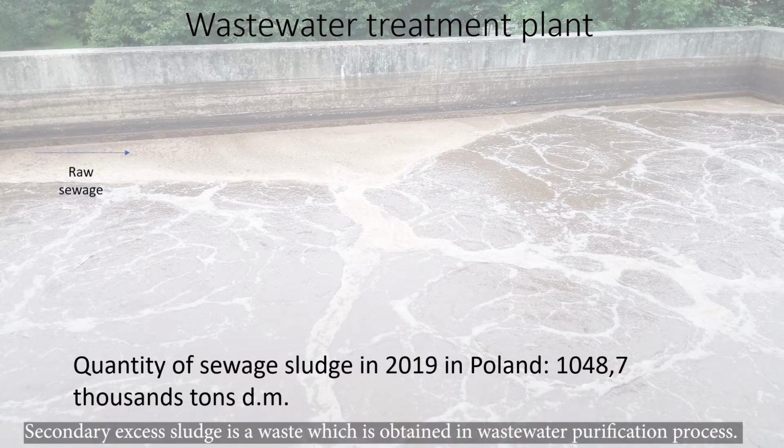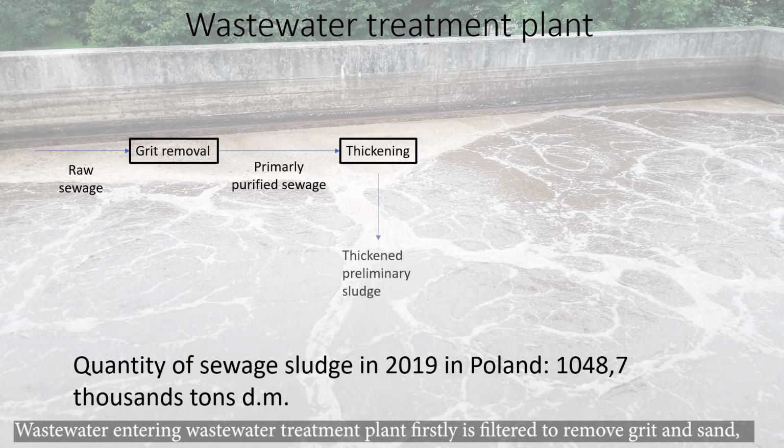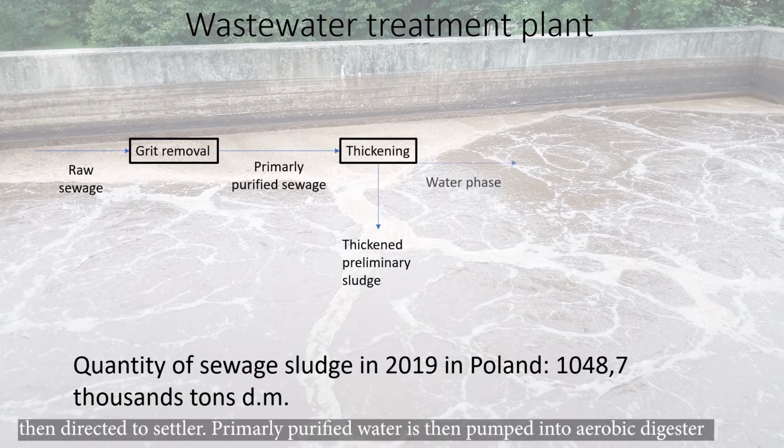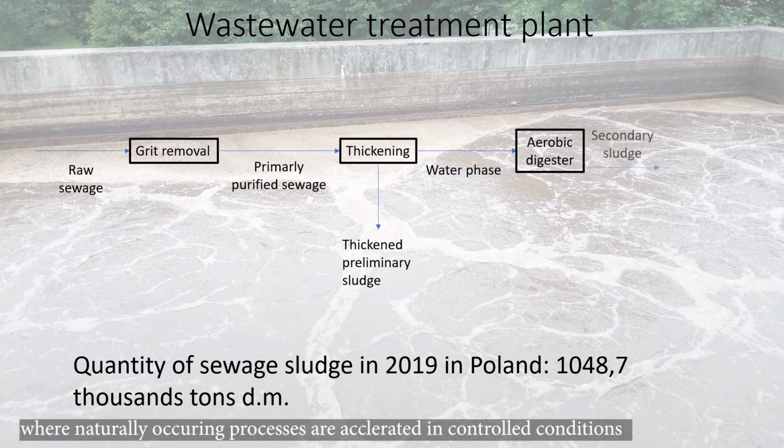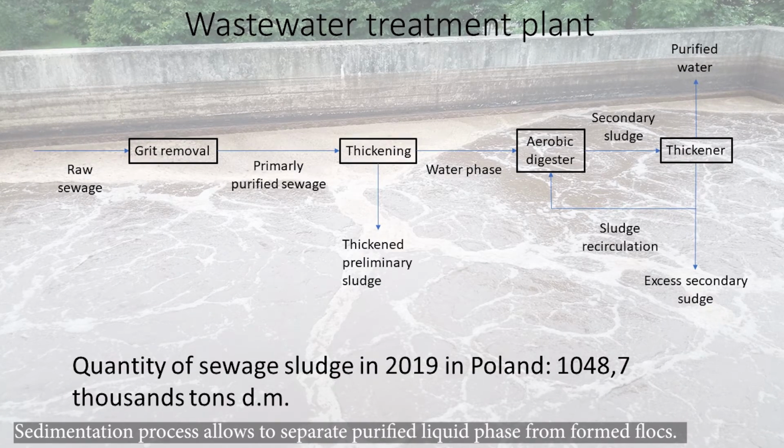Secondary excess sludge is a waste which is obtained in the wastewater purification process. Wastewater entering the wastewater treatment plant is firstly filtered to remove grit and sand, then directed to a settler. Primarily purified water is then pumped into an aerobic digester where naturally occurring processes are accelerated in controlled conditions to remove most of the soluble organics. This is where secondary sludge is taken from. The sedimentation process allows separating the purified liquid phase from the formed flocks.